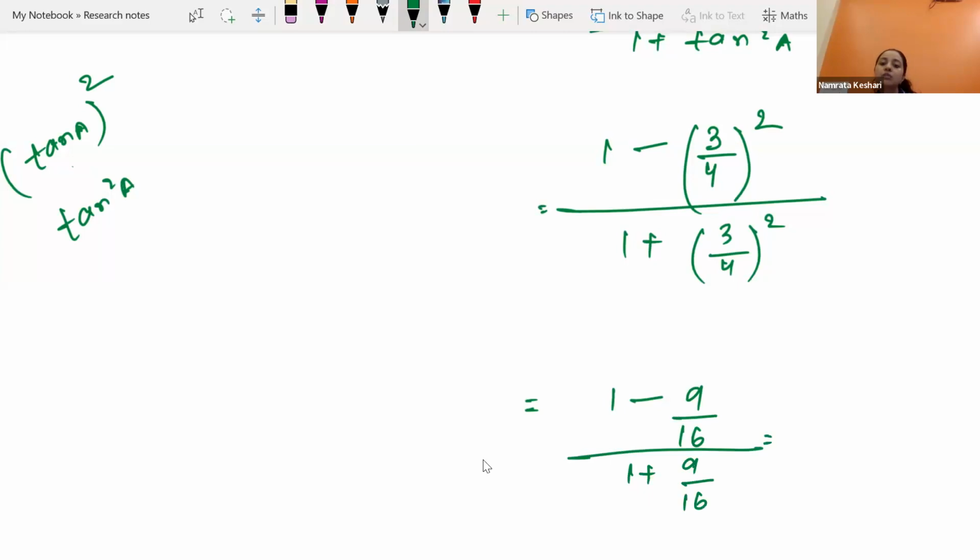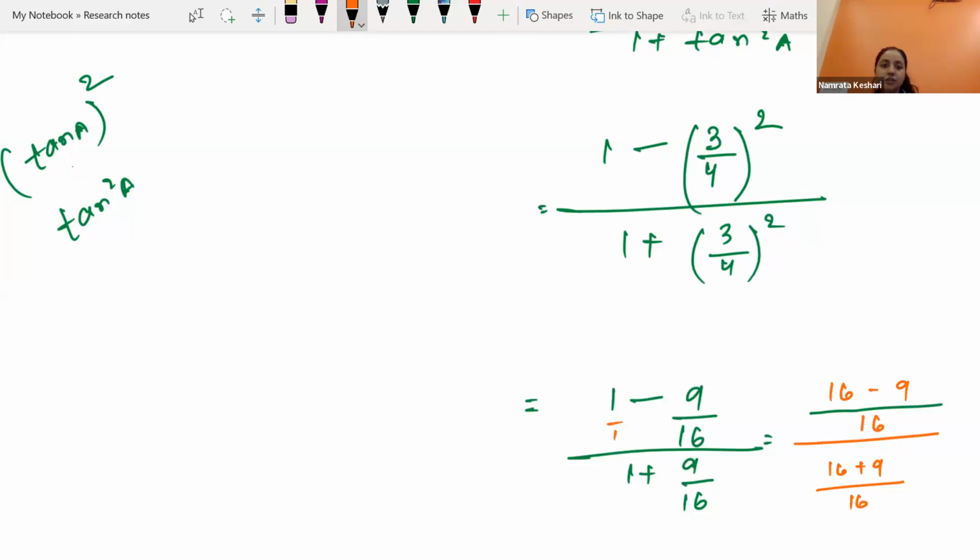Now we will solve the numerator's part. It's basic subtraction. If you still have confusion about how to do the subtraction, please let me know. I will explain it separately. Otherwise we'll do it over here. What will be the LCM over here for the numerator's part? 16. What will be there in the numerator? 16 minus 9. Perfect. Same in the denominator, LCM is 16 and it will be 16 plus 9.